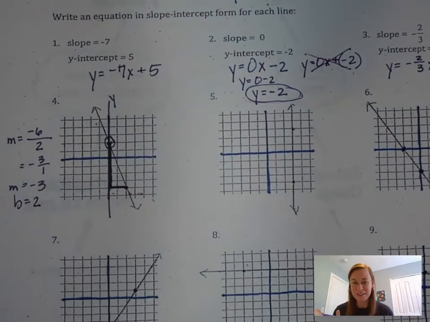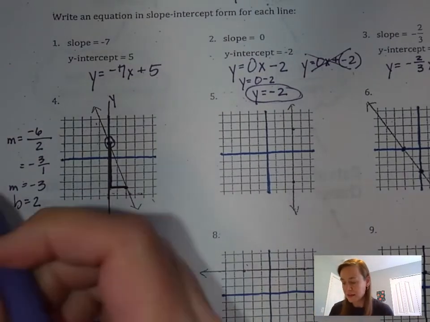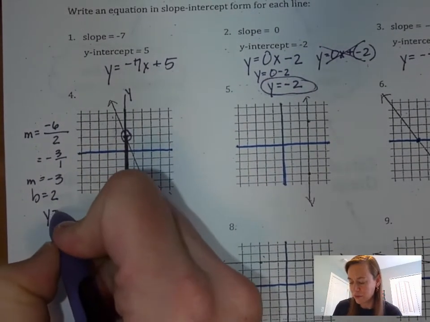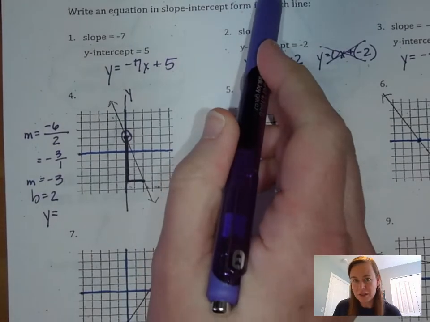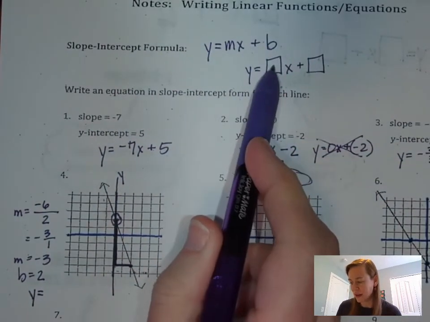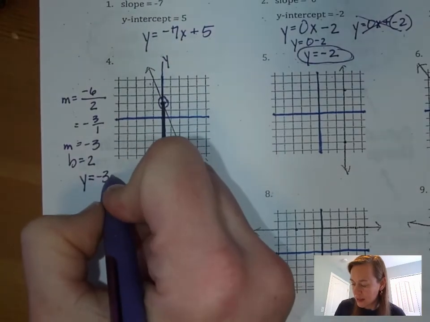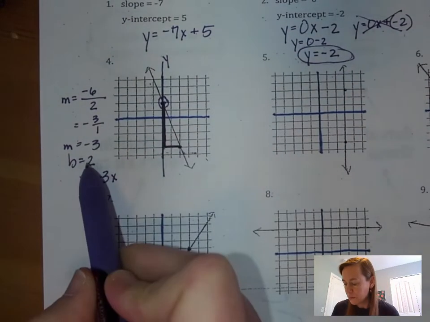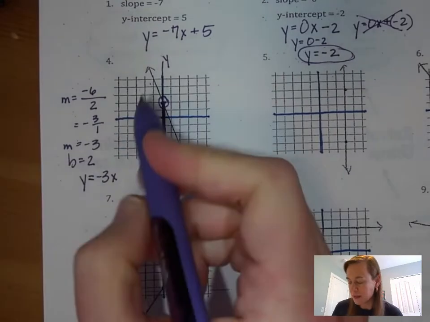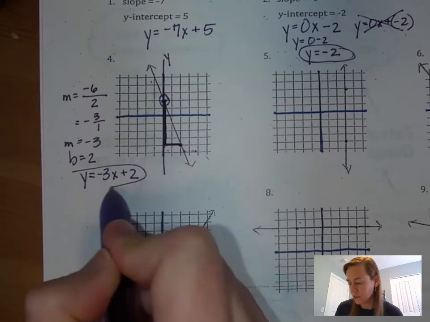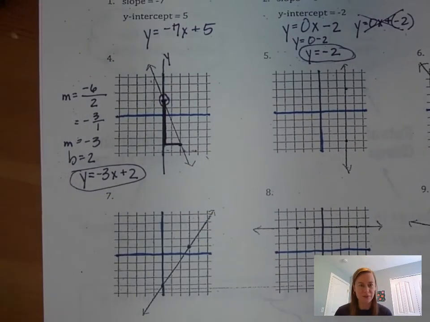Okay, now we've got the easy part, which is just plugging it into that formula. And I am out of room. No, I'll just write it right down here. Okay, so y equals, and now we're going to write our slope. I'm just pointing to this right here. We got to write our slope in that blank. So slope is negative 3. And then we write our x. And then our b, our y-intercept, is positive 2. So let's do plus 2. Okay, and you are done with that example.